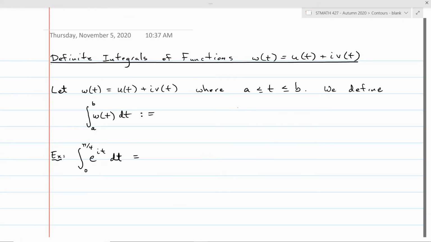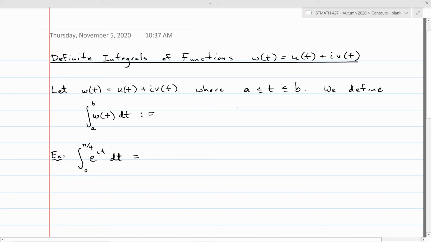Okay, the next thing we need to talk about are definite integrals of functions of this type that we've been looking at. These are not the kind of integrals that we're eventually going to do, but the integrals we really want to do, so-called contour integrals, are going to boil down to doing this type of integral. So we need to do this first. It's sort of the simpler version.